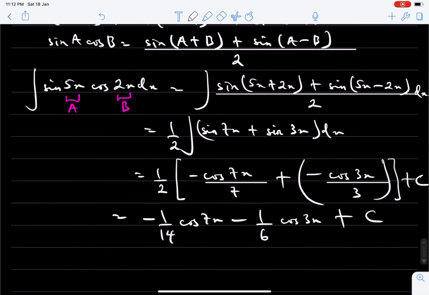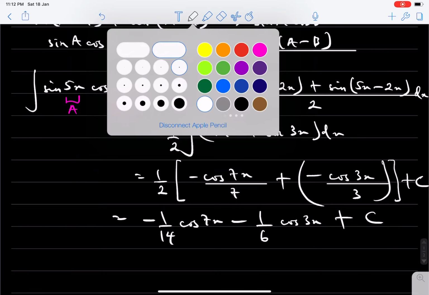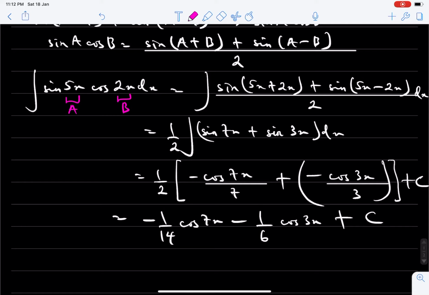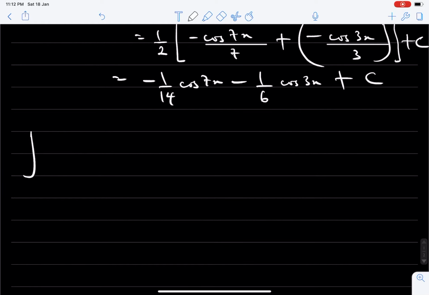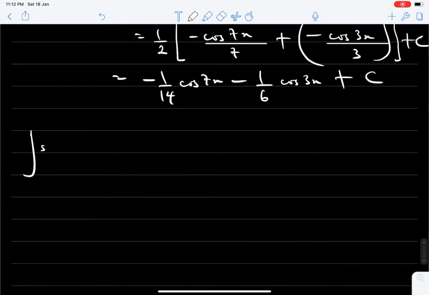Once you are able to do this transformation, it will be easy to integrate the function, just as we have done. Now let's take another example. Evaluate the integral of sine 5x sine 4x with respect to x.